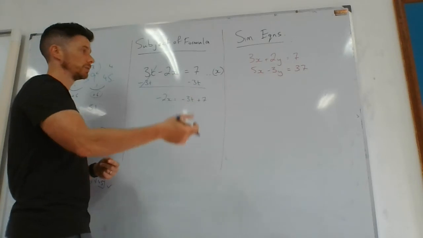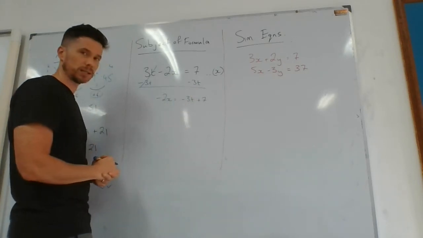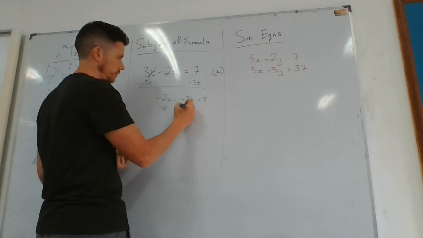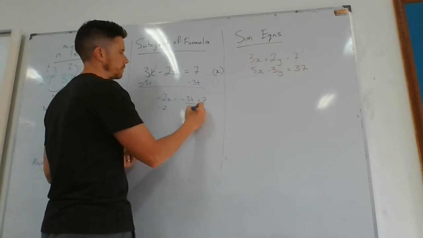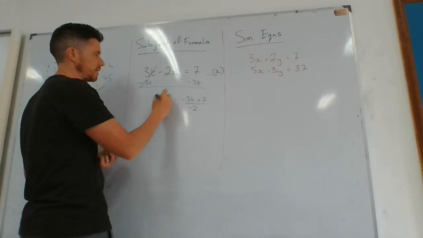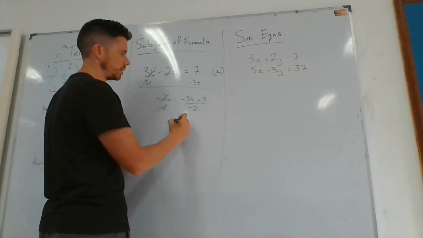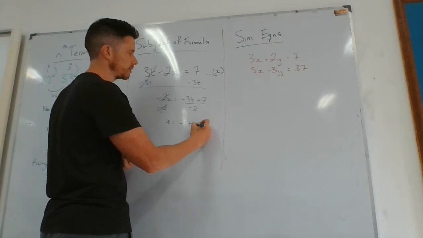Now I want x equals. So I don't want minus 2x equals. So I have to divide by minus 2. Everything. I can leave it like that on this side, and that goes into that. So x equals, or you can divide them separately, and that's fine. So this is my final answer.